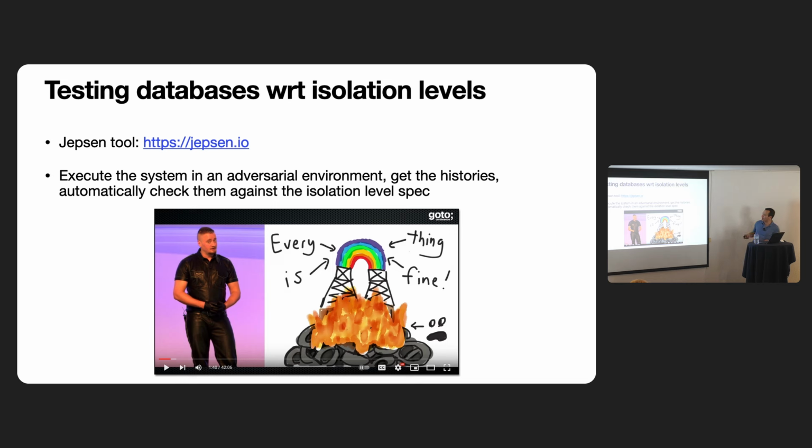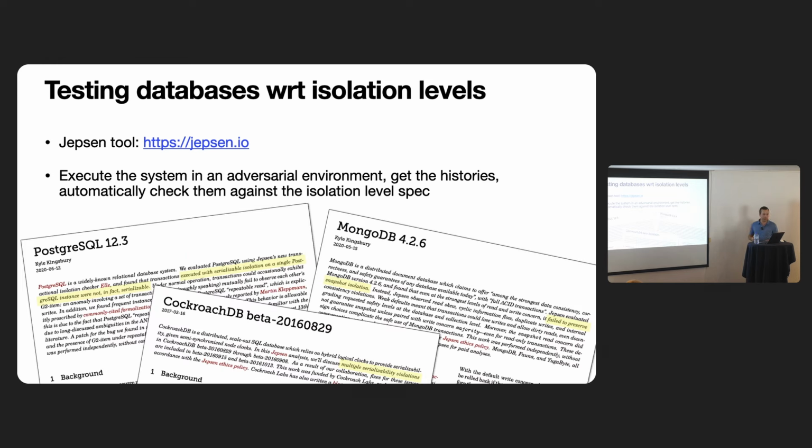So one of them is called Kyle Kingsbury. He's a fun guy, as you can see from this slide, and he has this tool called Jepsen that essentially executes the database system in an adversarial environment, gets the histories, and then checks them against the specification of the isolation levels. And they have some ways to make this check more efficient. He's like a nemesis of databases. He has all these bug reports saying Postgres, Mongo, Cockroach are all broken in all these different ways, this anomaly, that anomaly, right?